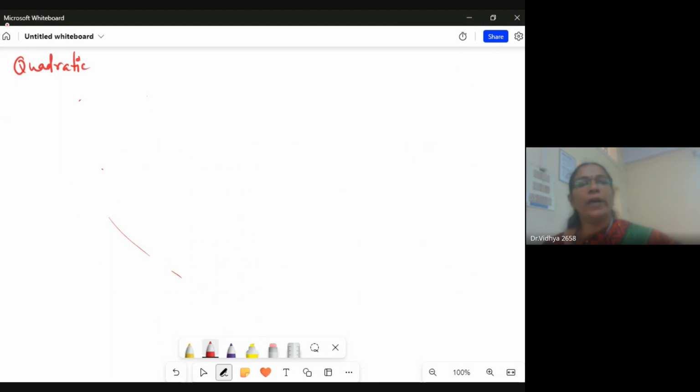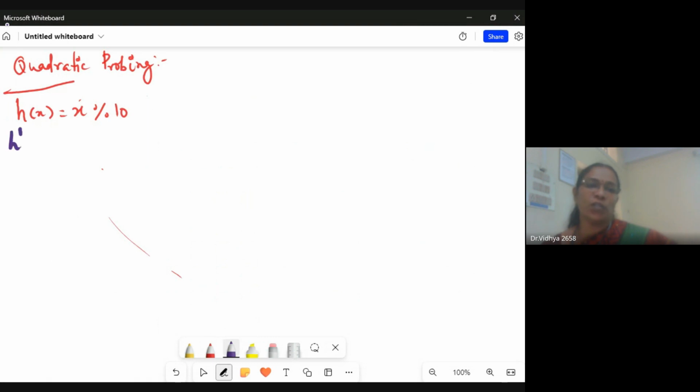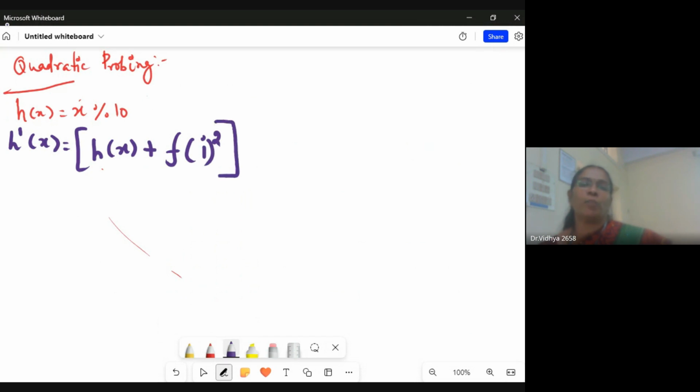So quadratic probing is the same as linear probing, but the difference is in the formula for calculating the index. Here we will be using h of x equal to x modulo 10, then h dash of x equal to h of x plus f of i square. Instead of i, we will be using i square.